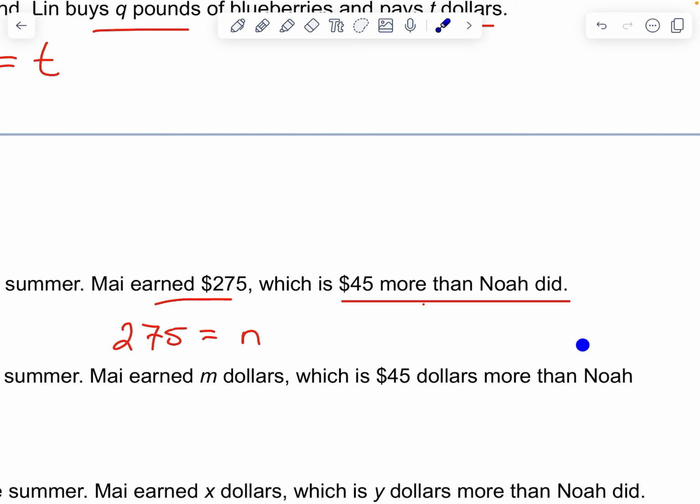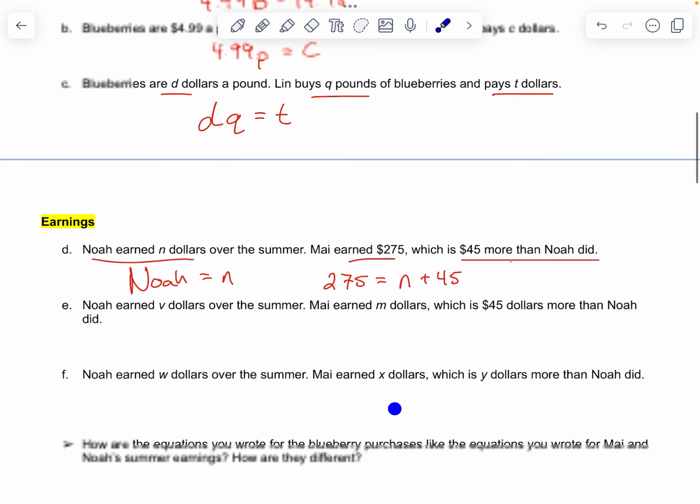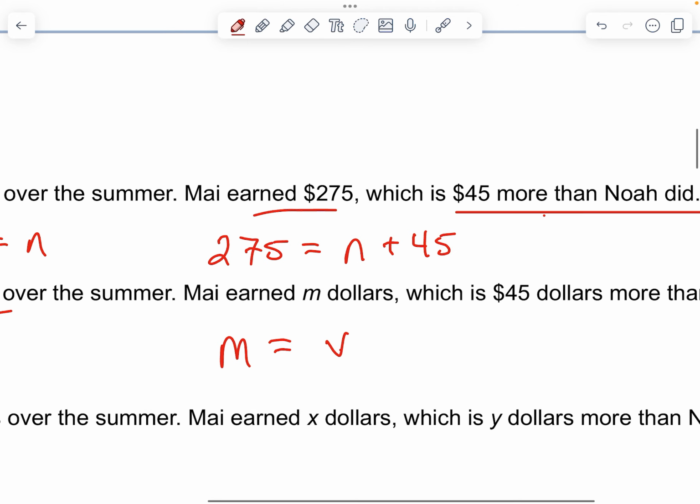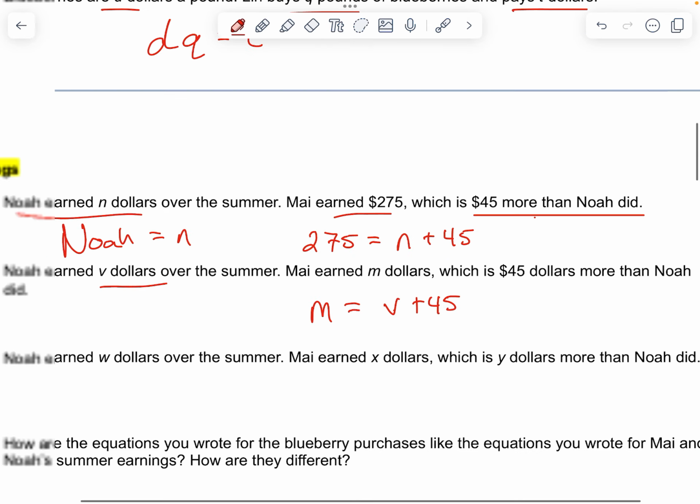We know that Mai earned more than Noah. So this 275 is going to be more than Noah. So this equation was really N plus 45 gives us the 275. So whatever Noah earned, add $45 to that, and that gets you to Mai's total. Maybe it's May. Noah earned V dollars over the summer. May earned M dollars, which is $45 more than what Noah did. Okay, so now we don't know what May earned, but it's going to be the same type of formula. M, only V now for Noah, and 45 for our unknown.